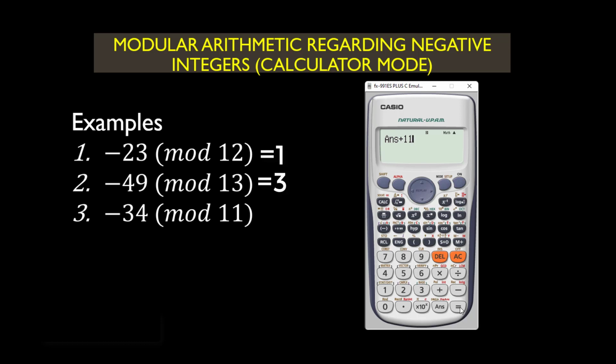So now this gives us negative 23, plus 11 again, negative 12, plus 11 again, negative 1, then plus the last 11, and that will give us what? Positive 10. So negative 34 in mode 11 is simply equal to 10.